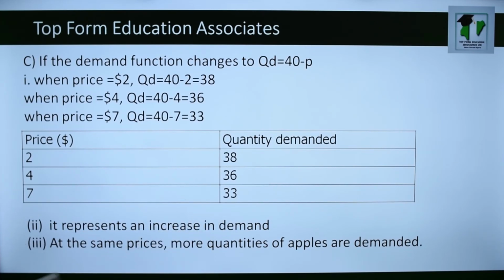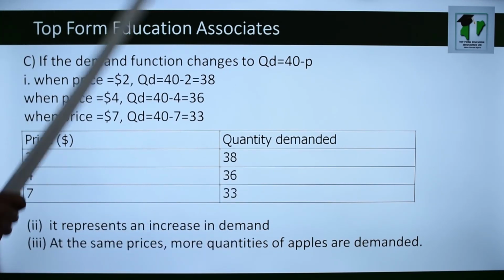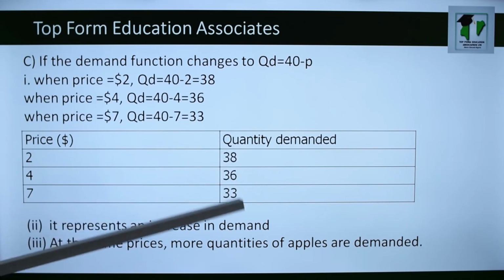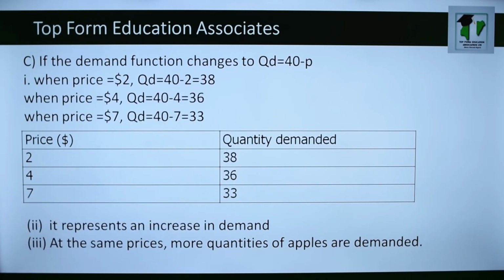It says it represents an increase. Okay, we are asked what happened. There's an increase when you consider this table and the first table. You see that there's an increase in quantity demanded. And then at the same prices, more quantities of apples are demanded.